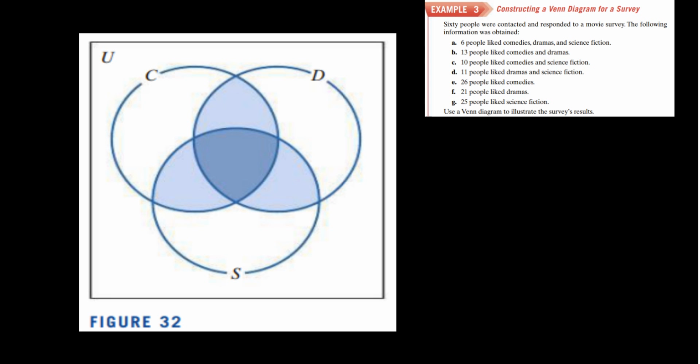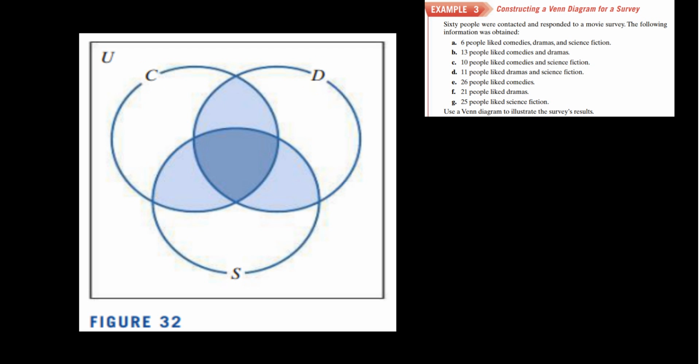So example 3 reads, 60 people were contacted and responded to a movie survey. The following information was observed. Okay, so this Venn diagram that is given to us over here, C is going to stand for comedy, D is going to stand for drama, and S is going to stand for science fiction. All we're simply going to do is construct this, and I think it might be the easiest thing we've done all year.